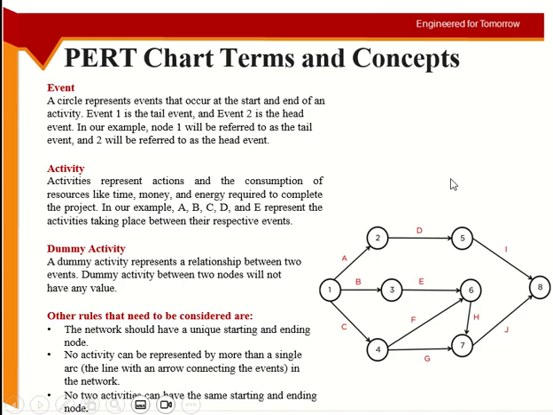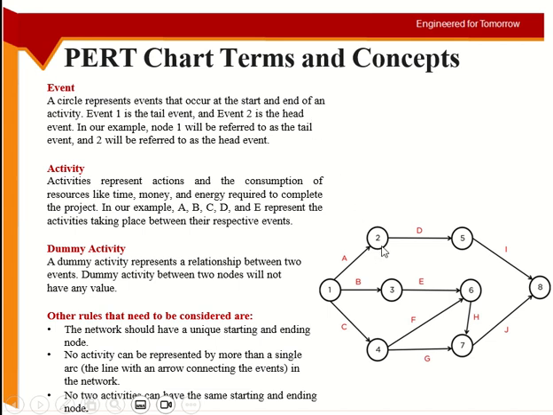Each arrow has a duration, right? And each node, each circle here, is either representing the start time or the end time of the activity. So for activity A, node 1 is its starting event, meaning its tail event, and number 2 is the end event or the head event. These terms are written here, okay?